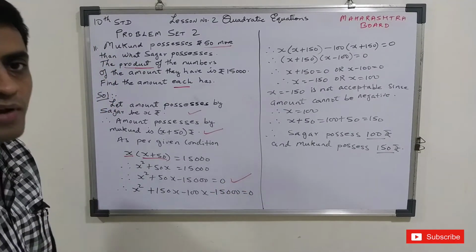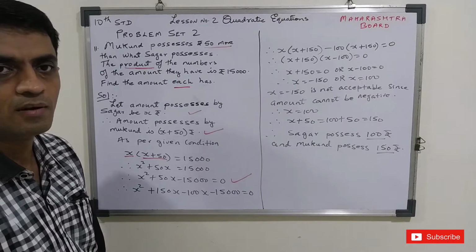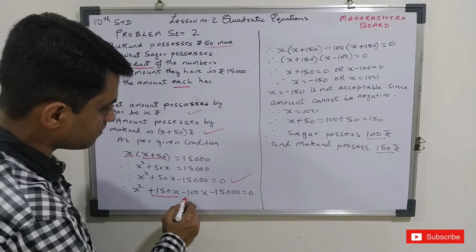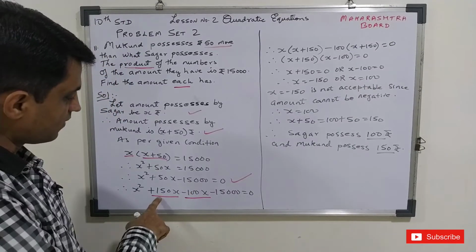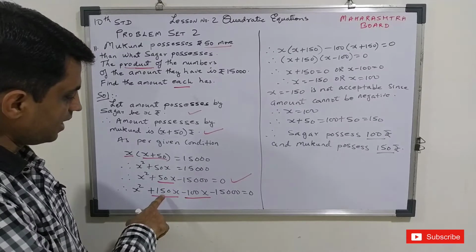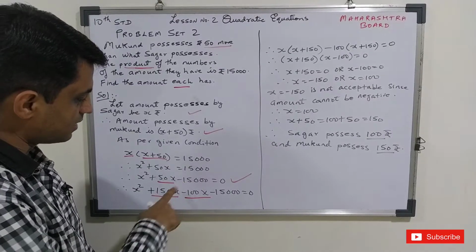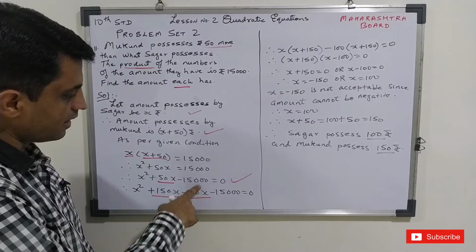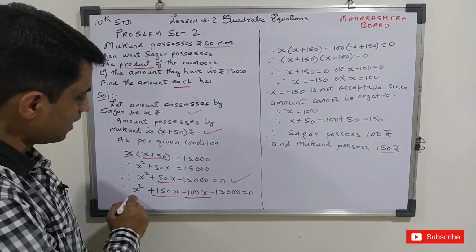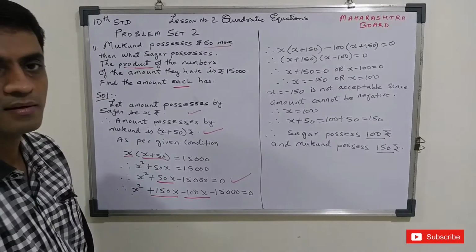Now you know very well the splitting of the middle term. Now the factors are plus 150x minus 100x, because 150 minus 100 is 50x, and if you multiply plus into minus, minus, 150 into 100 is minus 15,000. So this is the most suitable factor.